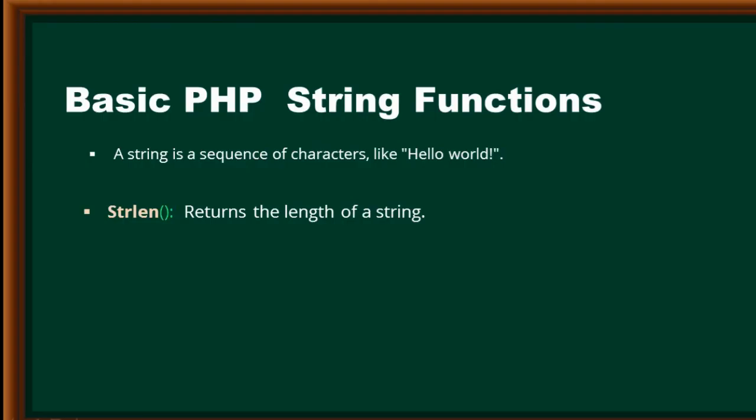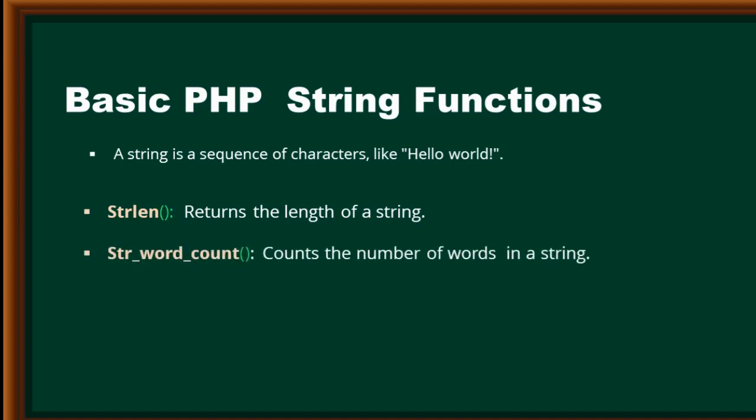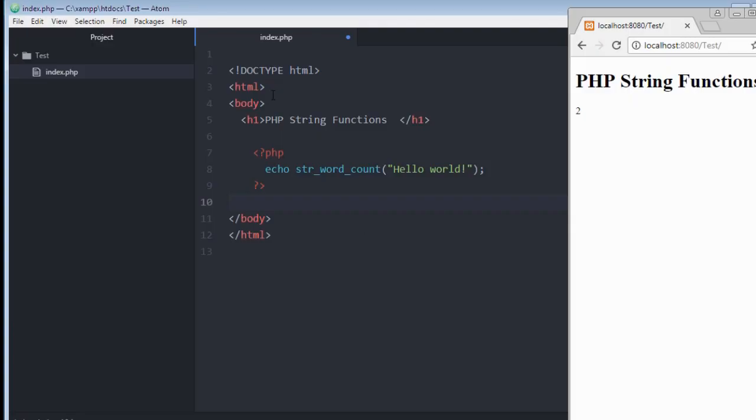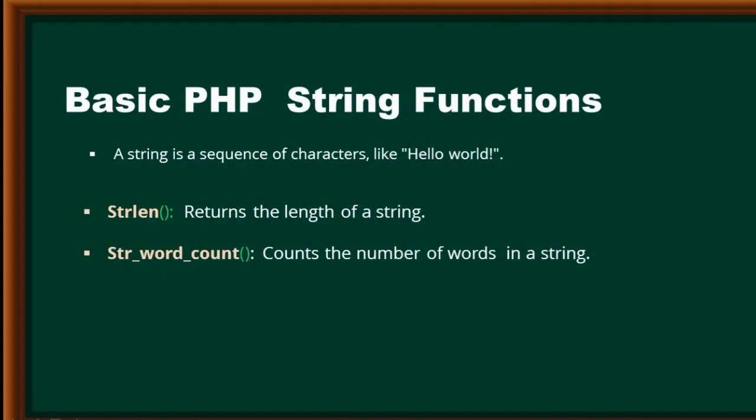The next function I want to explain is used to count the number of words in a string. The function is called str_word_count. So it counts the number of words in a string. In my example here, you can see I've got an output of 2 because I've got 2 words, hello and world.